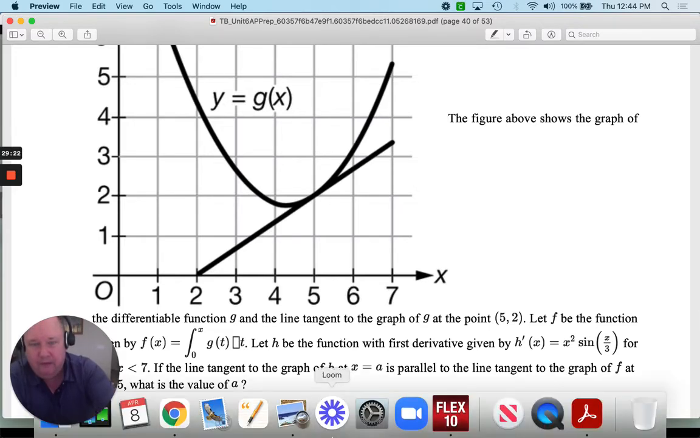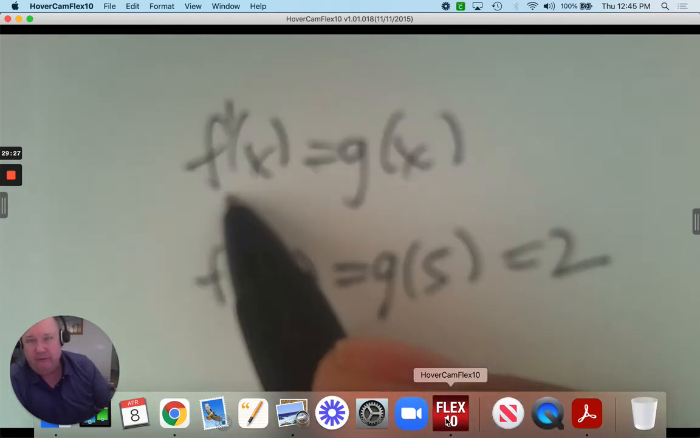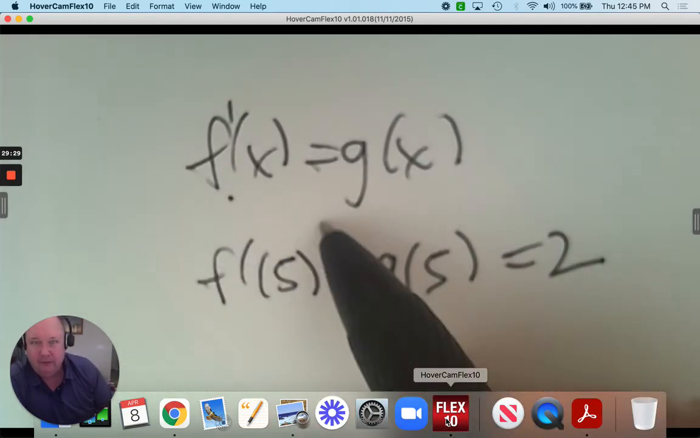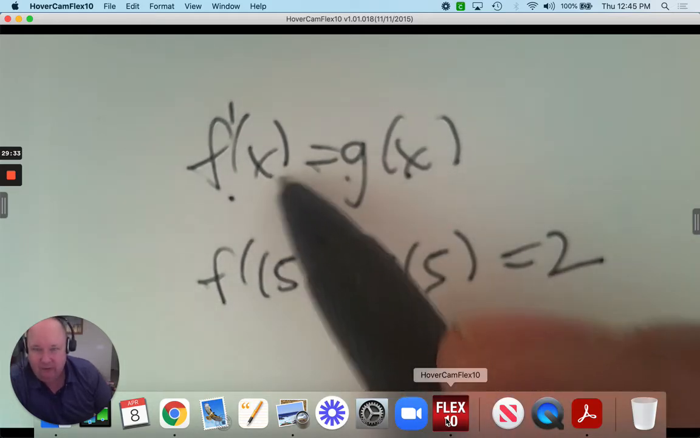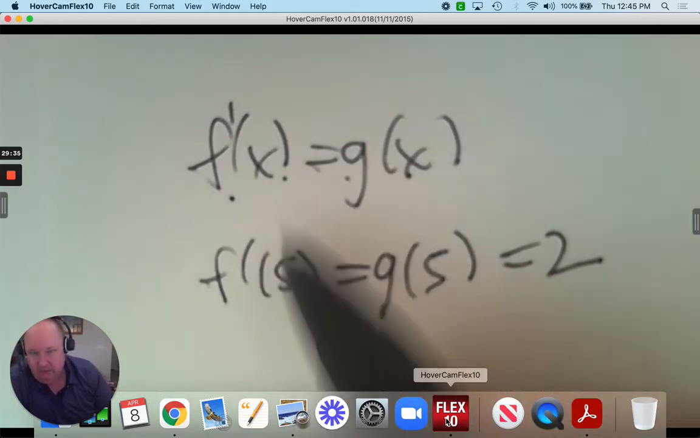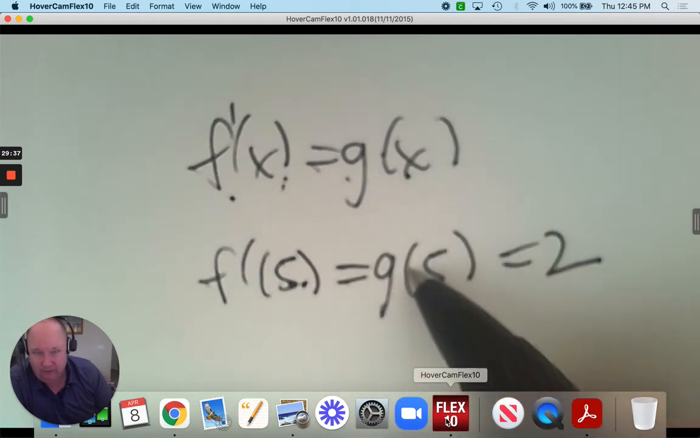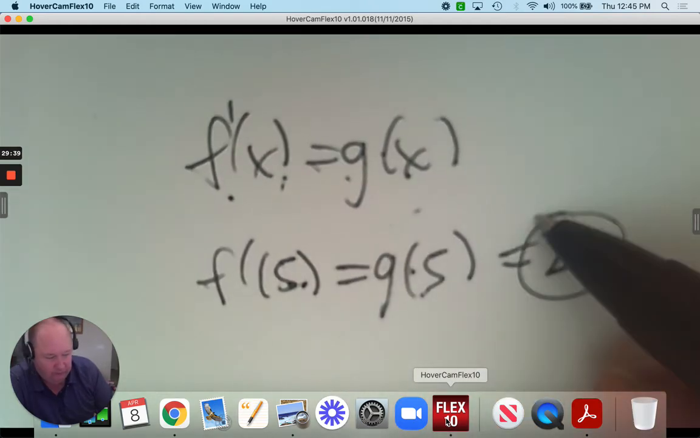So these are my steps to begin with. I recognize I need to find the derivative of f. When I apply the fundamental theorem of calculus, I get g at x. And then I want to find the slope at 5. So plug in 5. That's equivalent. Look off the graph, and the slope is 2.